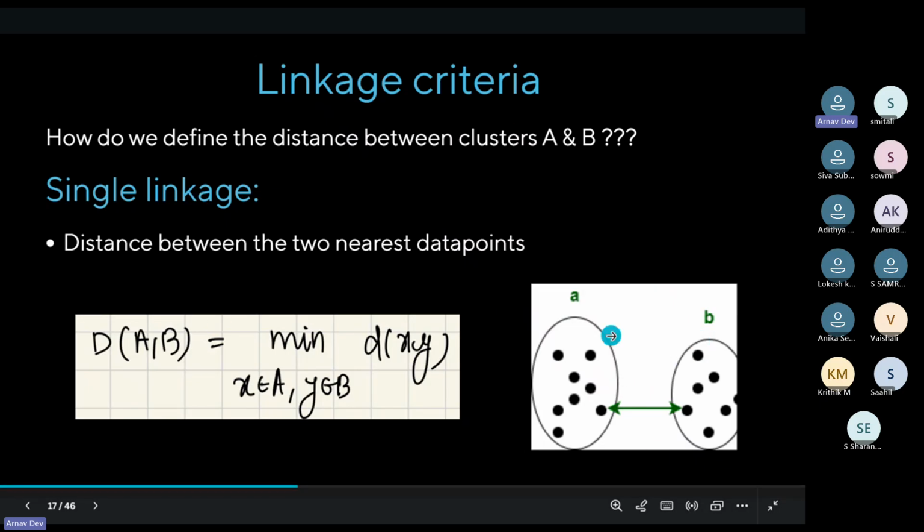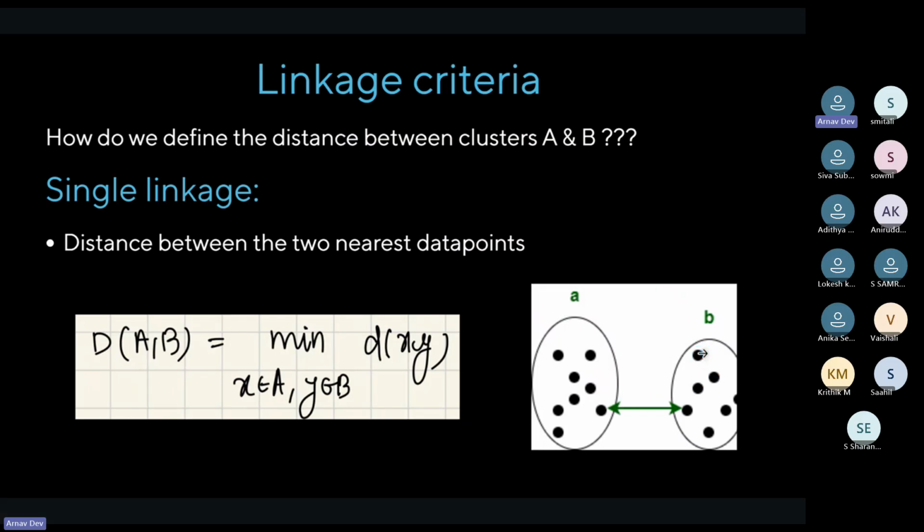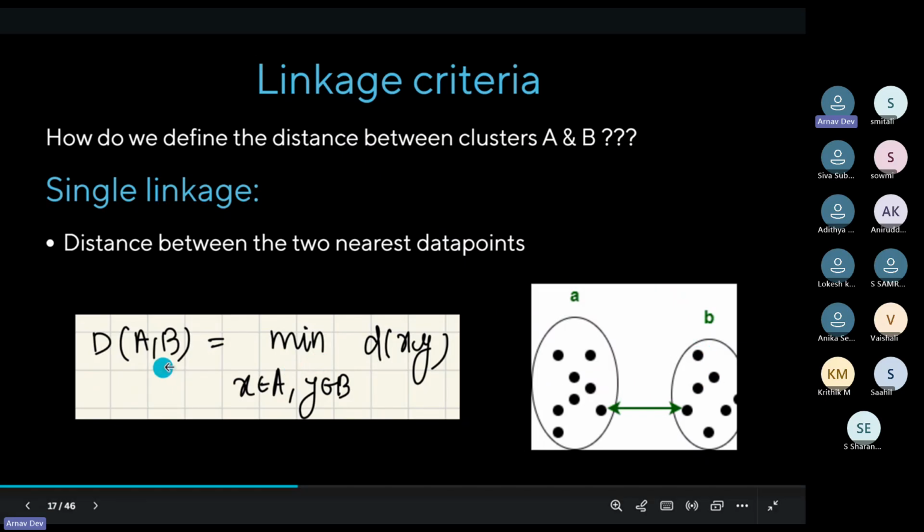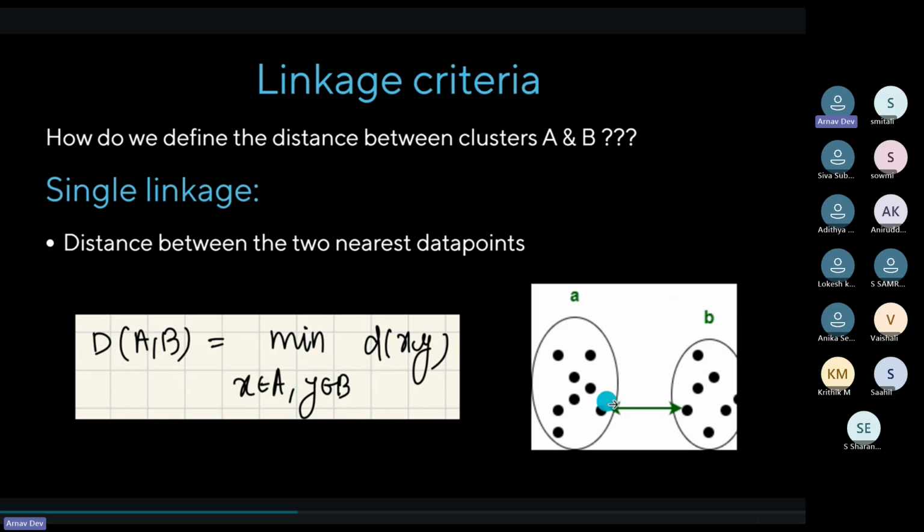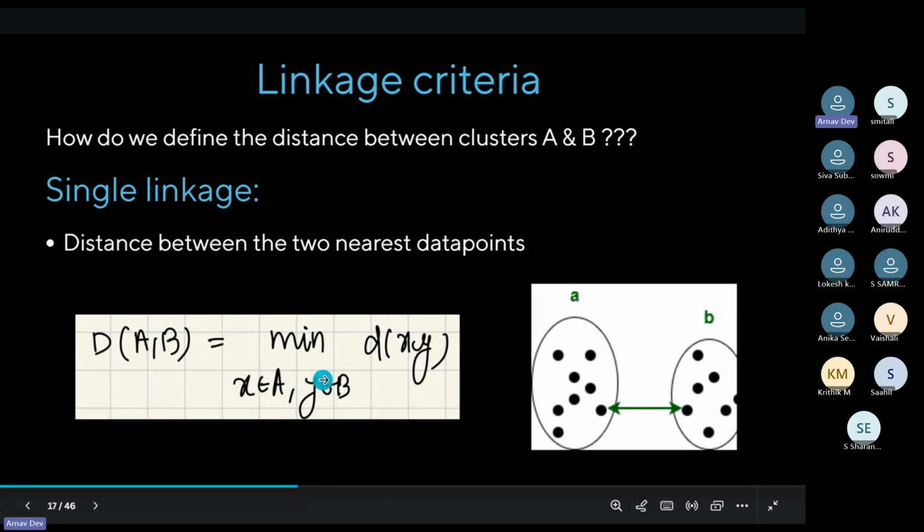You use the distance between the two nearest data points in the clusters as the distance between the two clusters A and B. The formula is pretty easy. You can just compute the distance between each pair of data points and find the minimum value. So this is nothing but single linkage.